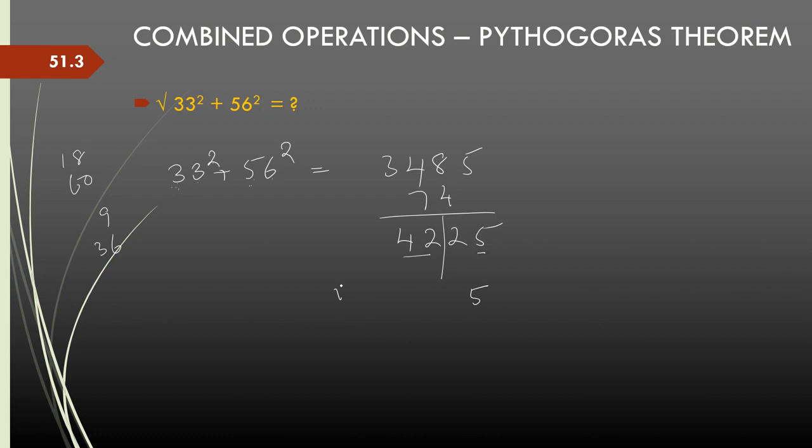Now the square root of 4225: since this ends in 5, the square root should end in 5. Since the left part is 42, the largest perfect square less than 42 is 36, so the left side should be 6. So the square root of 33 square plus 56 square is 65. So if I am dealing with squares of two-digit numbers, it's very easy to just calculate the sum of the squares and apply square root by observation to get the square root. Very easily we will get the third side of the right angle triangle using the Pythagoras theorem.